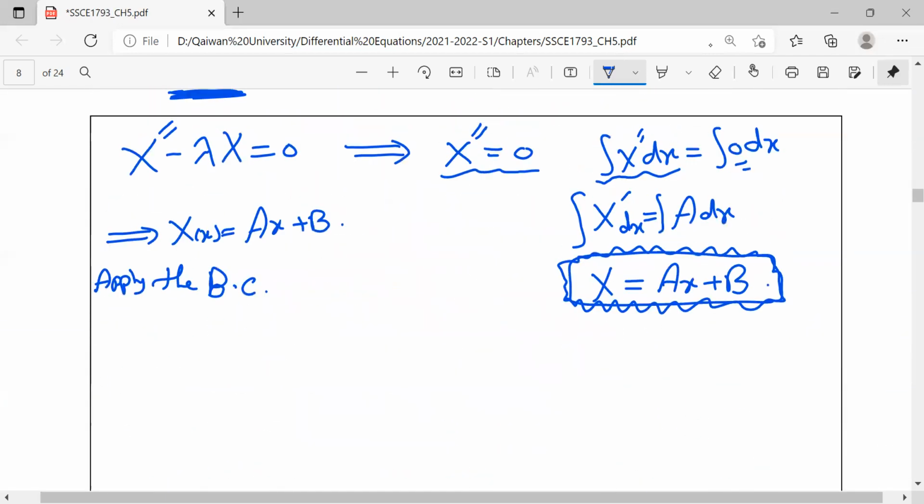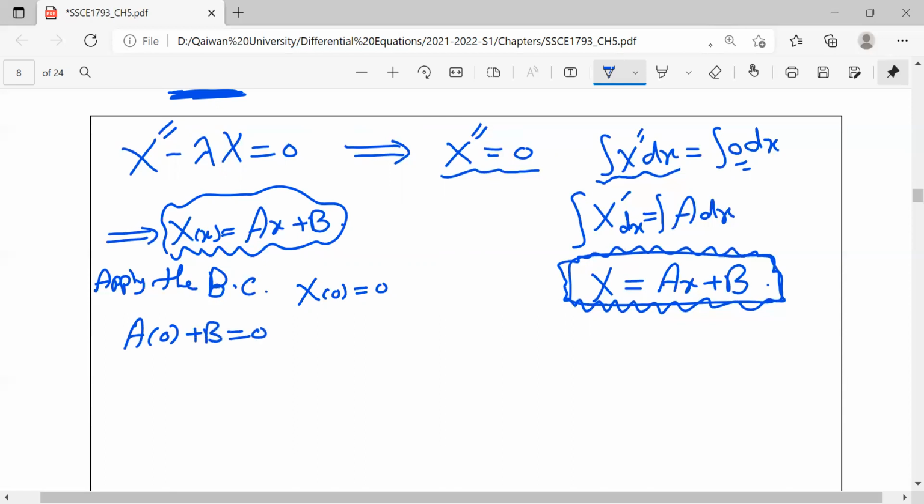Now we apply the boundary conditions. X of 0 is 0. That means in this solution, we replace x by 0 and set it equal to 0. We get a times 0 plus b equals 0. We replaced only x by 0, and this is 0, so we get b equals 0. So we get that this constant is 0.